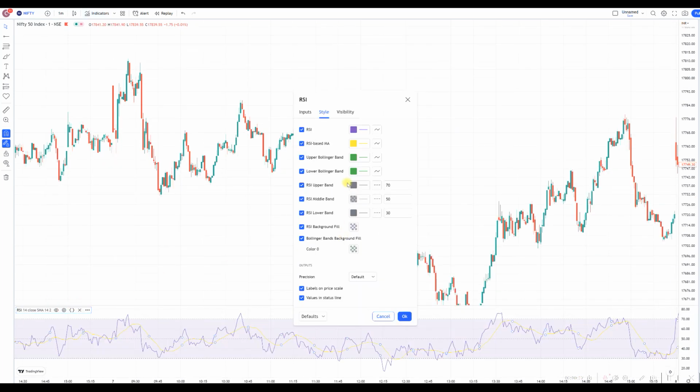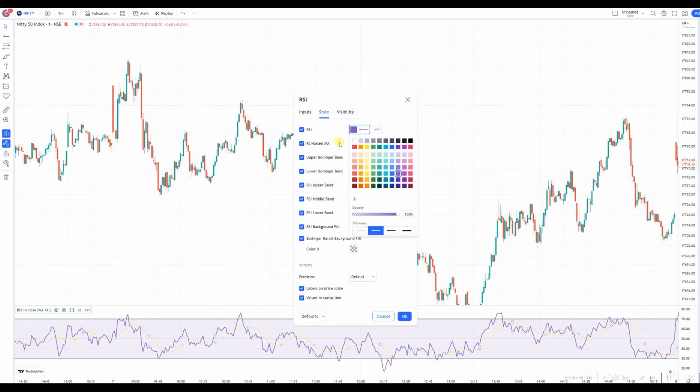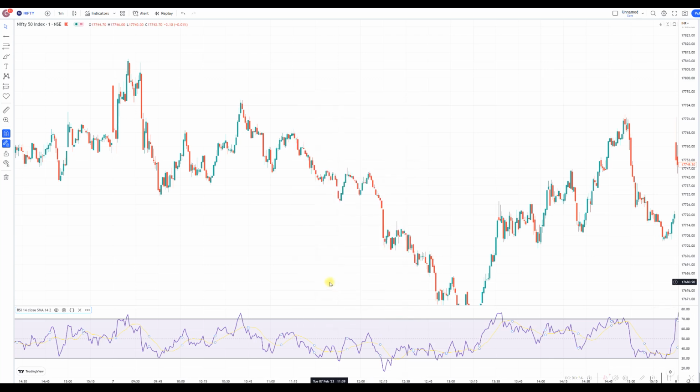Now go to the settings. Here the upper band and the lower band we can change. The default setting is 70 and 30, so we don't want to change anything here. I am making this line a little thick, and the lower band is 30. The RSI is purple in color. I am making this also a little thick. So we have to go to the RSI. We don't want to change anything in the input section. Go to the style and make the changes in the settings. The default is 70 and 30, so we don't want to change anything. Next, click on OK.